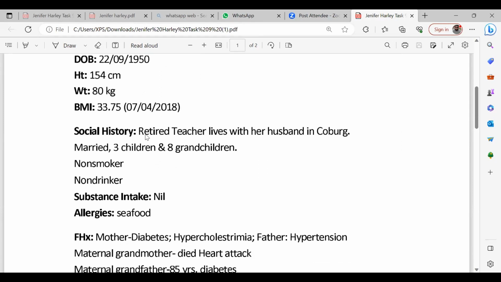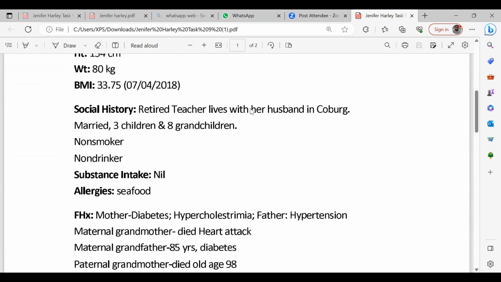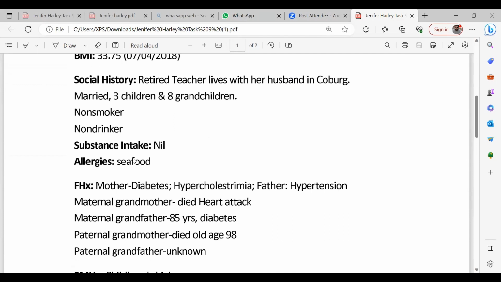Then social history: retired teacher, lives with her husband in Coburg. What do you think? Is it important or not? No. It is important in view of the psychological support, right? So we would write it down. The retired teacher lives with her husband in Coburg, married, 3 children and grandchildren. We can write this down as an extended family. Non-smoker, non-drinker, substance intake nil is an important negative. We may omit this information as well, as it might not be that significant.